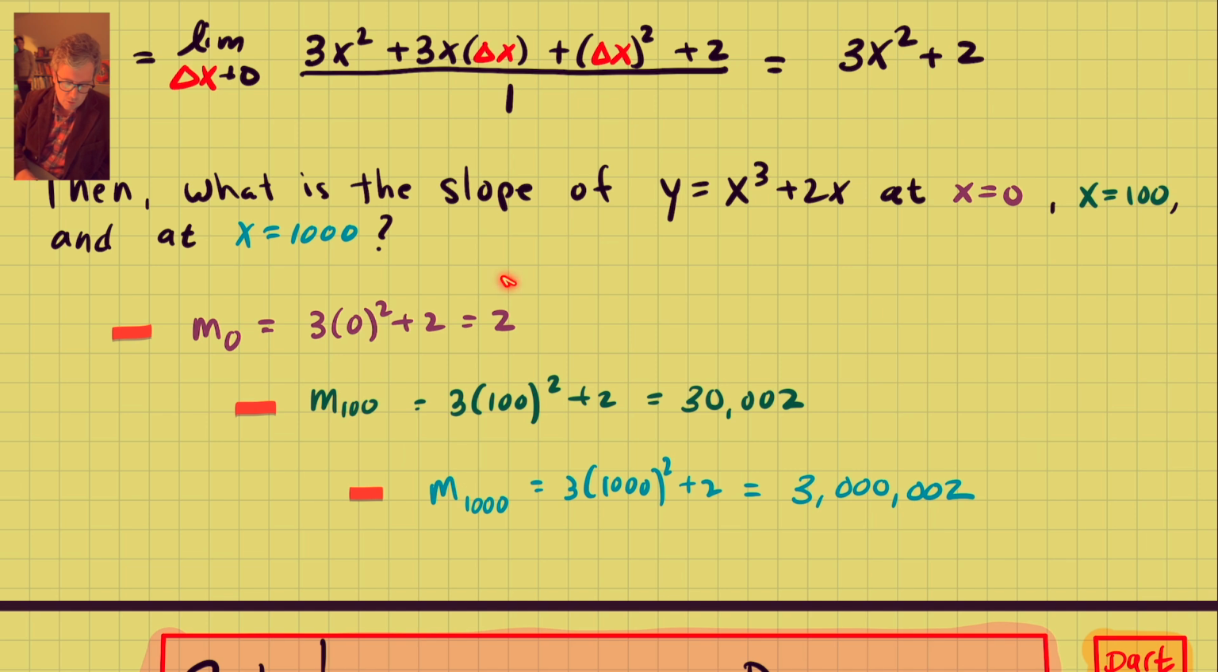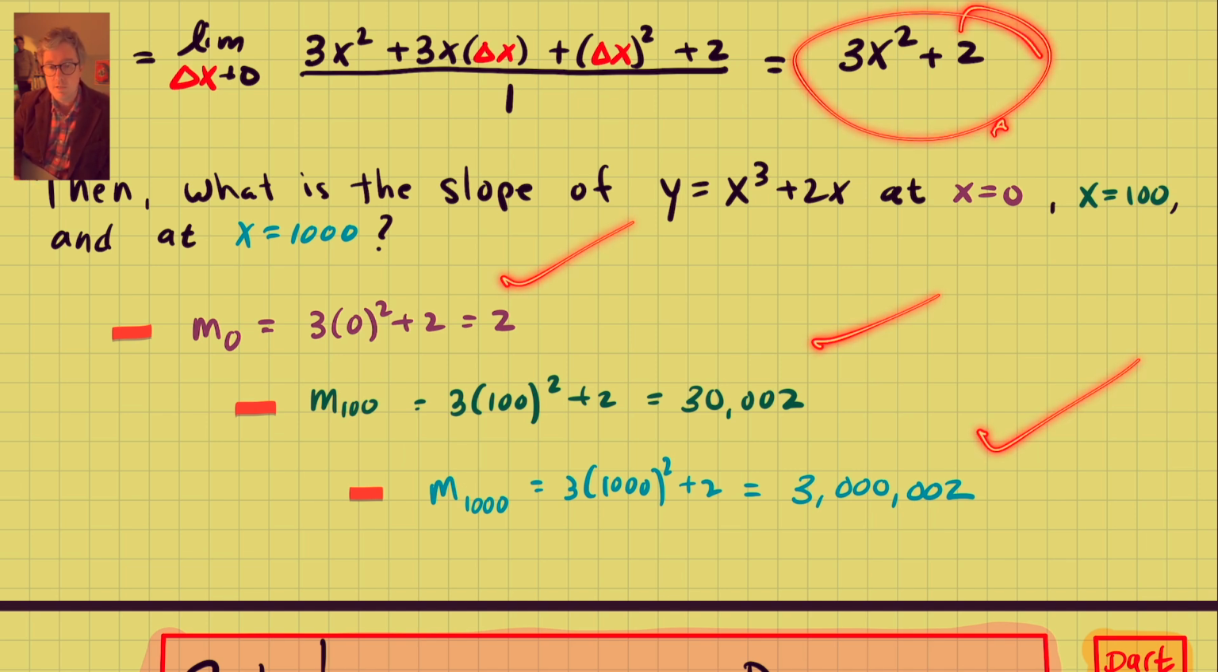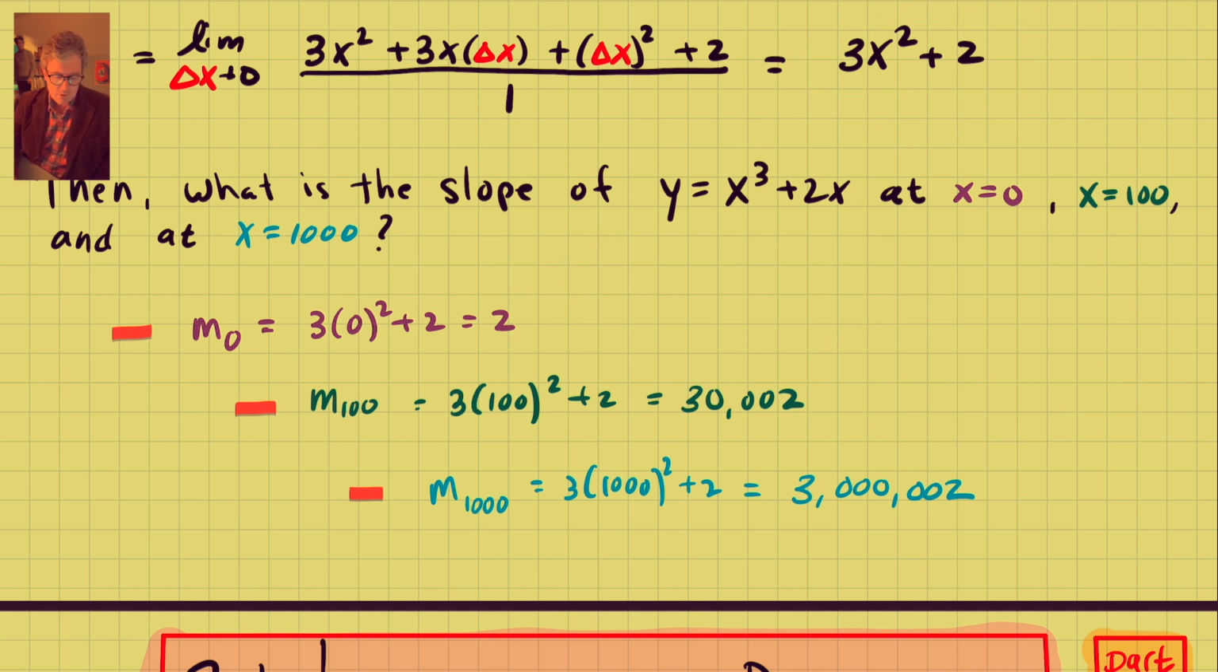This just shows you the power of this. I can find the slope at basically any point that I like. So that is our introduction to derivatives, part A. We're going to pause here and go to part B, and we'll work some more examples and get into more detail about how this thing works.